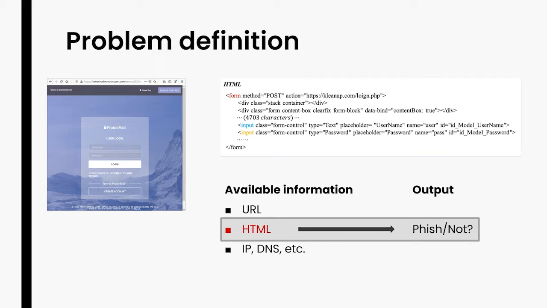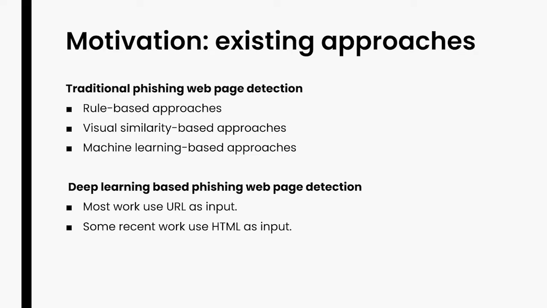In this work, we focused on using HTML codes as input and build a model that can predict whether a web page is phishing or not. Traditional detection methods typically focus on designing informative features and utilize sophisticated classifiers such as SVM or random forest. In recent years, several deep learning-based phishing detection methods achieved significant performance improvement. These methods typically use URL or HTML as input and utilize CNN or RNN to perform classification.